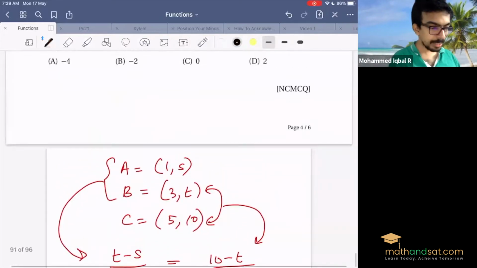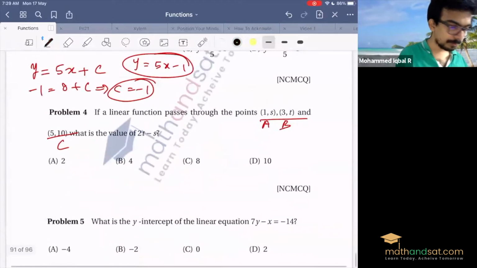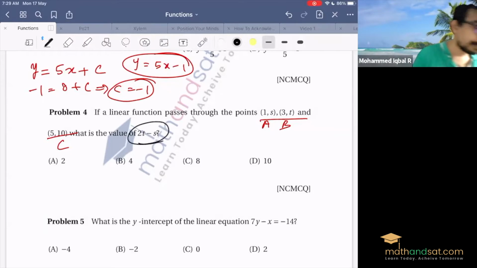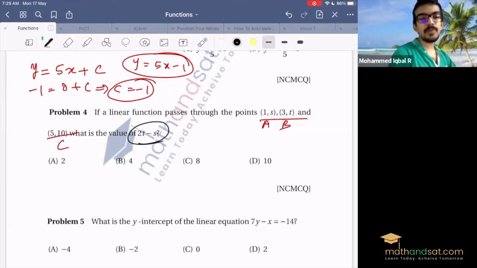But interestingly, the question doesn't talk about the values of t and s separately. What we need to find out is exactly 2t minus s. Because from just this one condition, you cannot figure out the value of t and s separately. We will need more conditions.